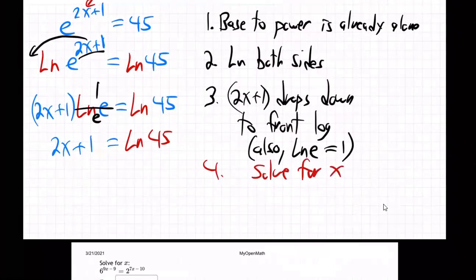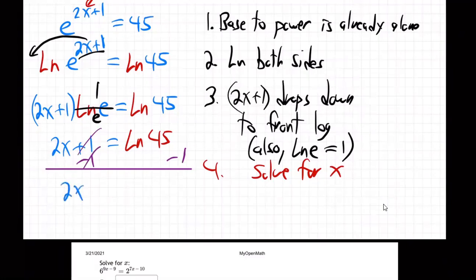So just do whatever it takes to solve for x. Just subtract 1 from both sides. Boom, boom. There we go. And then 2x is ln 45 minus 1. The minus 1 is after; you can't subtract the 1 from the 45, I'm sure you know. And then divide by 2. Boom. There we go. Now they're going to want to calculate an answer.